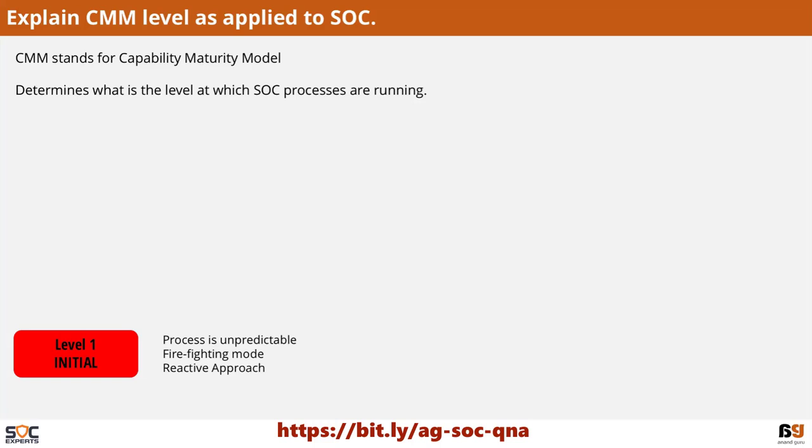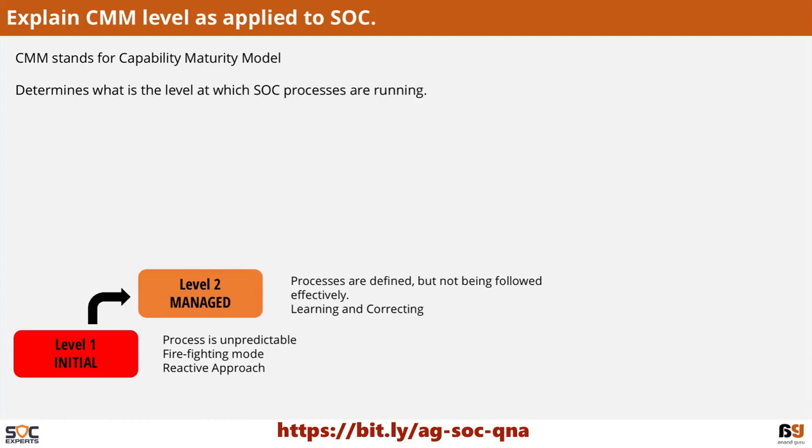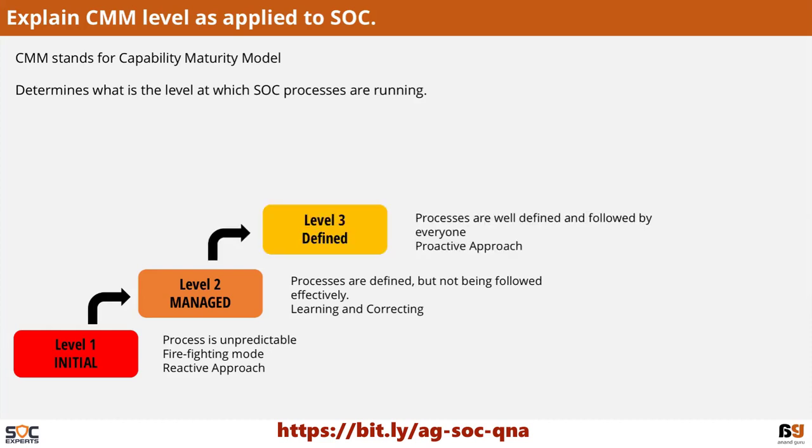Once we implement SIEM, we can take it to a managed state. That means processes are defined but not effectively being followed. A lot of learning and correcting happens at level 2, that is the managed state. And then comes level 3, which is the defined state. Processes are well defined and followed by everyone. And typically we move from a reactive approach to being proactive here.